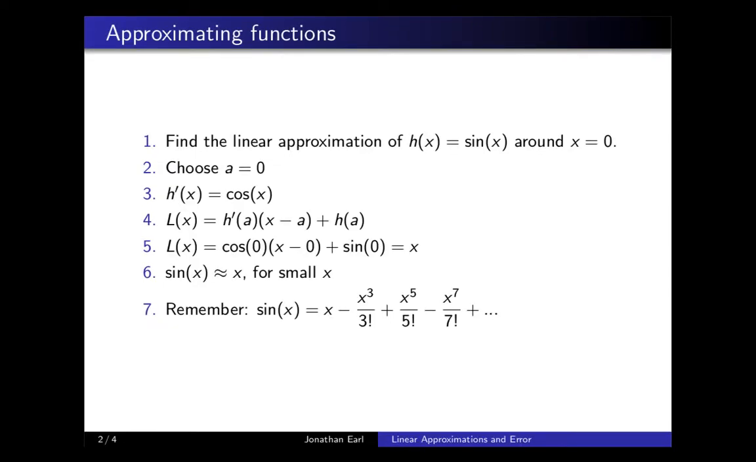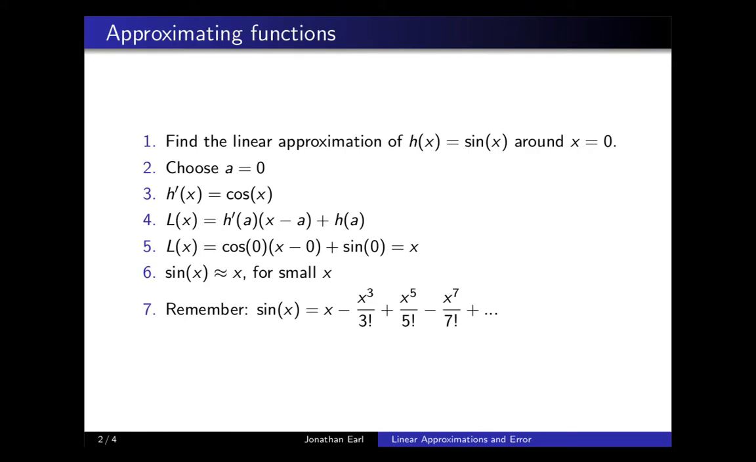Okay, so let's come up with a linear approximation for sine of x around x equals 0. Well, we're doing this around 0, so we're going to take our a value to be 0. The derivative of sine is cosine, so our linear approximation is going to be h prime of 0 times x minus 0 plus h of 0, and when you evaluate that, you just get x. So in other words, what this is saying is that around x equals 0, sine of x is approximately x.